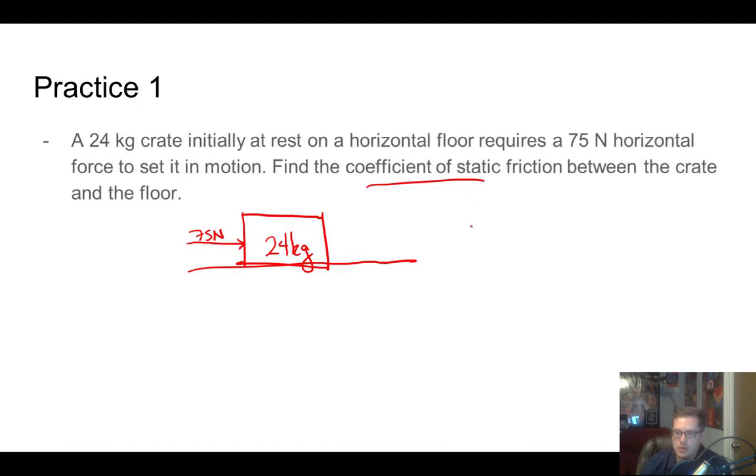Okay, so mu is equal to the force of the friction over the force of the normal. Well, the force of the friction, they already told us, that's 75 newtons. All right, so that's 75. That's easy. Now we have to find the force of the normal.